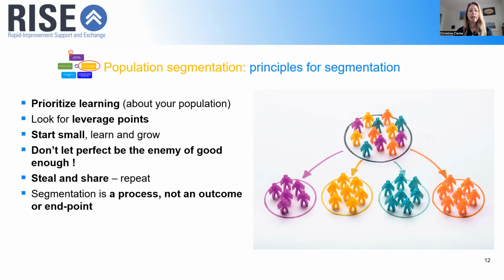And then finally, segmentation is a process, not an outcome or an end point. It's not something you'll do only once. It's a model you're going to build, and you're going to use it continuously. So you'll also need to develop systems that will enable this learning over time, and then connect these to your quality planning, your quality improvement, and your quality control cycles. Okay, next slide.